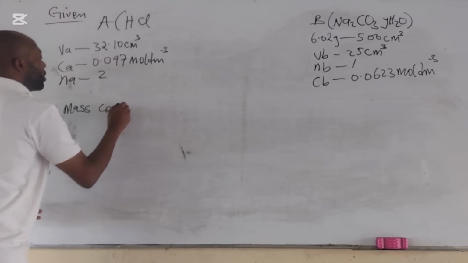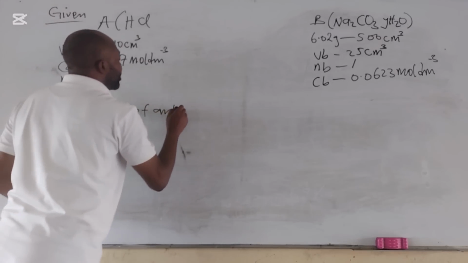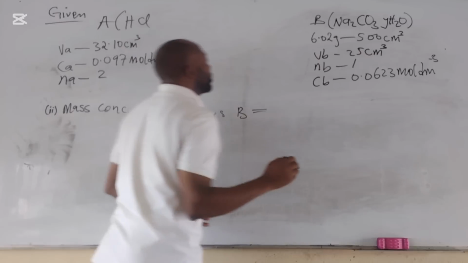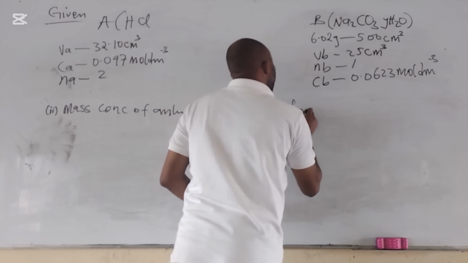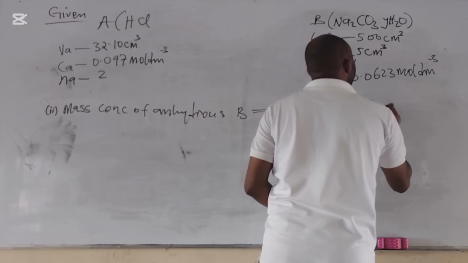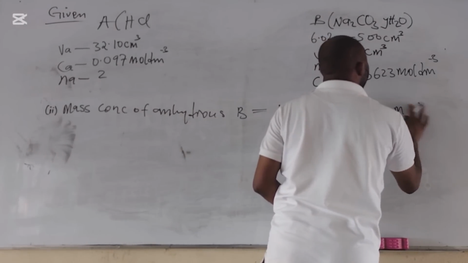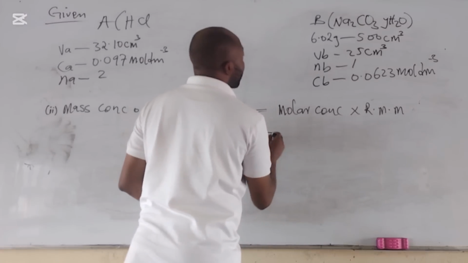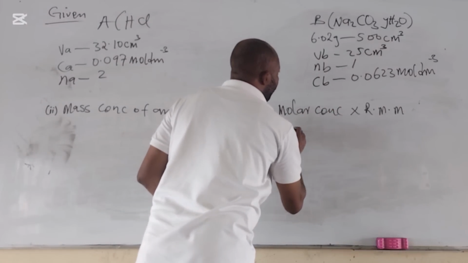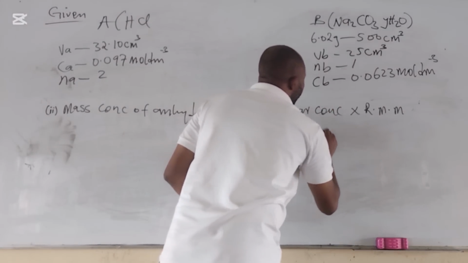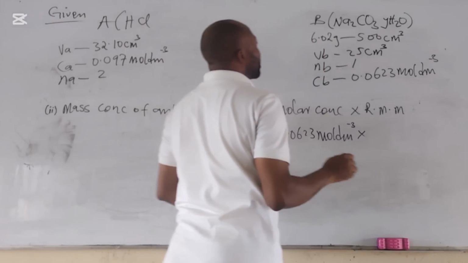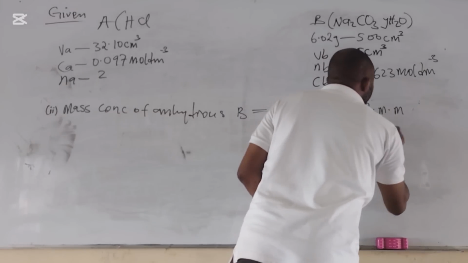Mass conc of anhydrous B is equal to the molar conc of anhydrous B times the relative molecular mass of anhydrous B. The molar conc, we just got that to be 0.0623 mole per dm³, times the relative molecular mass, which is 106 g/mole.